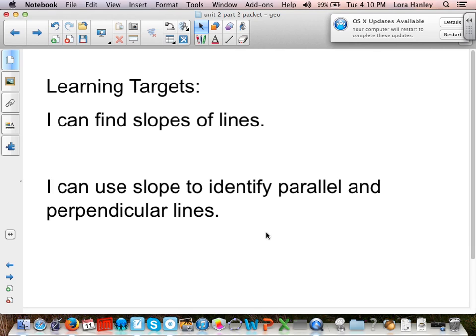Hello everyone. Today we're going to learn about finding the slopes of lines, which should be Algebra 1 review. You should also be able to use slope to identify parallel and perpendicular lines. That part will be new.